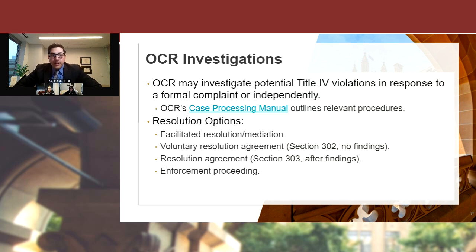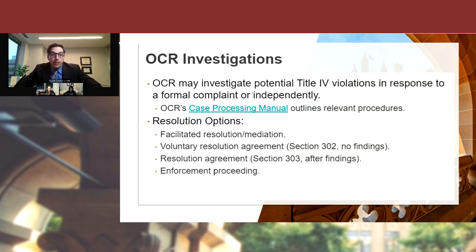At the end of the process, there are, broadly speaking, a number of resolution options. The first, you could have a facilitated resolution or mediation. So if this is a student making a particular complaint, say of pregnancy discrimination or something like that, that could be a facilitated resolution with OCR.